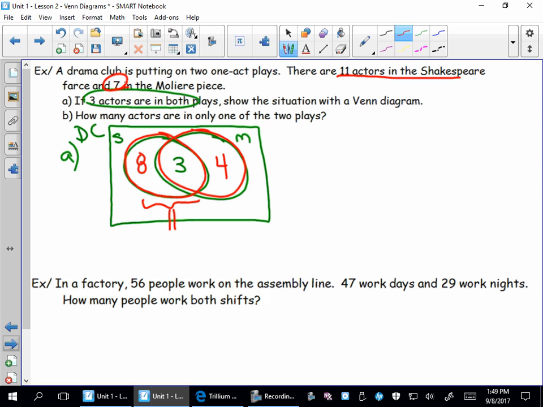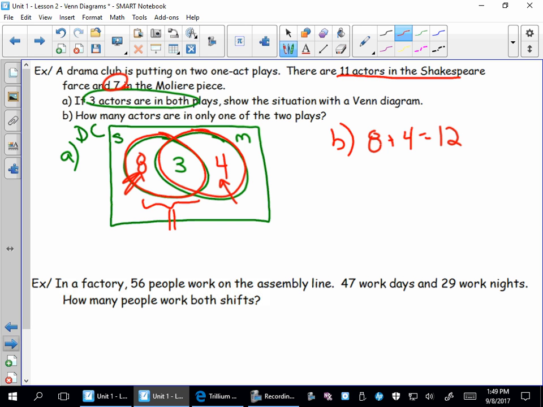Okay. So when I look at part B now, how many actors are in only one of the 2 plays? Well, that's the 8 from here and the 4 from here. So I have 12 actors who are on only one of the plays. And in fact, I can tell you how many people are in the drama club now. There's 3 people who do both, and the 12 who just do a single thing. And I can tell you there's 15 actors.